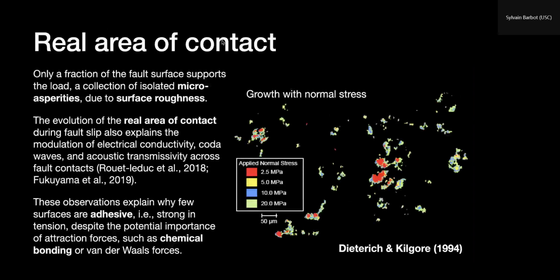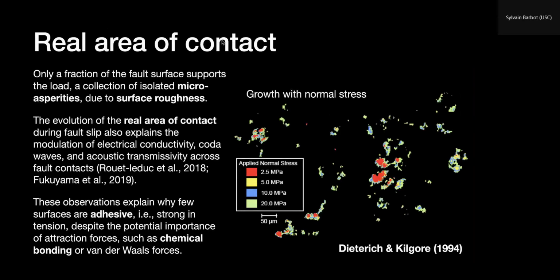So the question remains, what is the state variable? What does it mean? Can we measure it? And for many decades, actually, this has been relatively elusive, but there's been some fundamental laboratory observations by Dieterich and Kilgore in the 90s that have shown quite convincingly, in my opinion, that the state variable is actually the size of the micro-asperities that bear the true load at the contact.